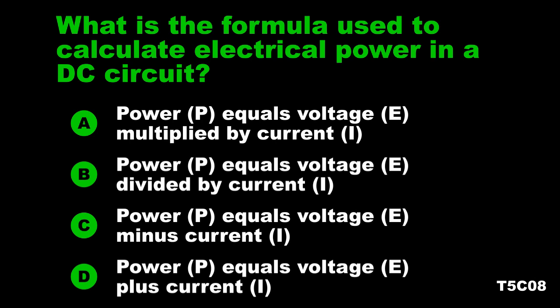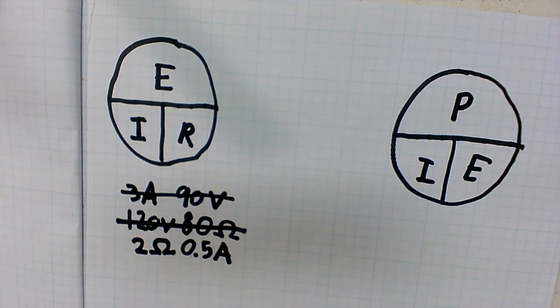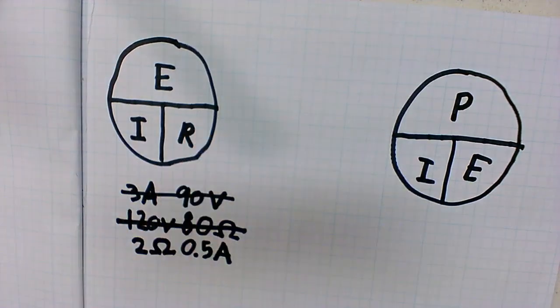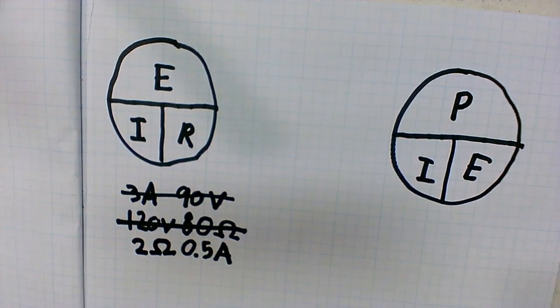So now we've left Ohm's law behind. Bye-bye, Ohm's law, because this question has power in it, right? And if we look at Ohm's law, there's resistance in it, there's no P. So we're going to use this one here for power. Yummy pie.